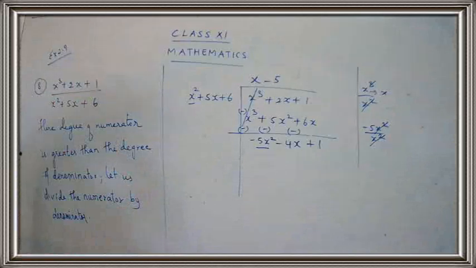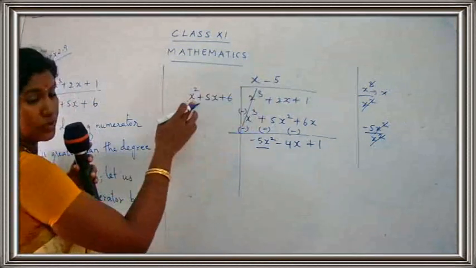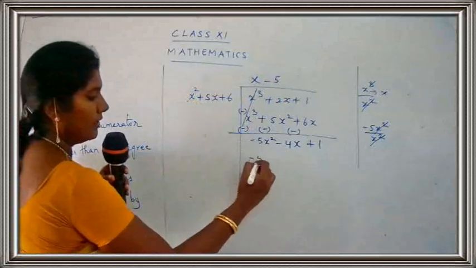Now we are going to multiply by minus 5. So what do you get here? Minus 5 into x square, minus 5x square.